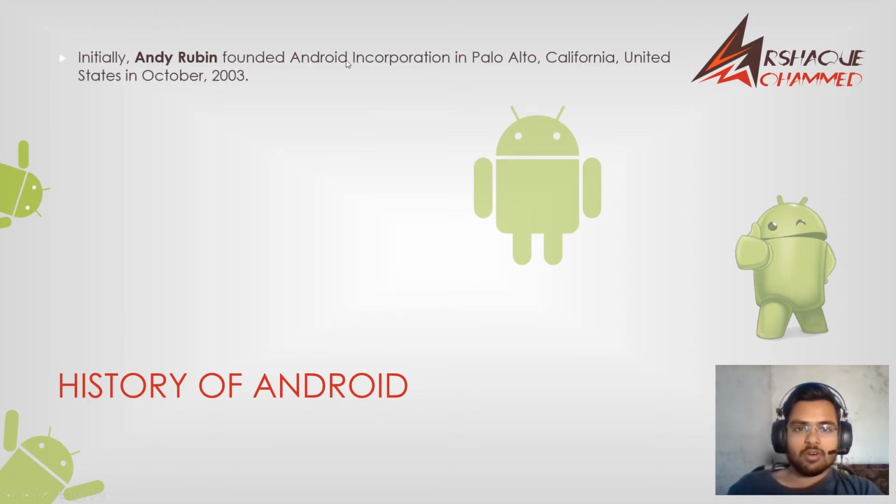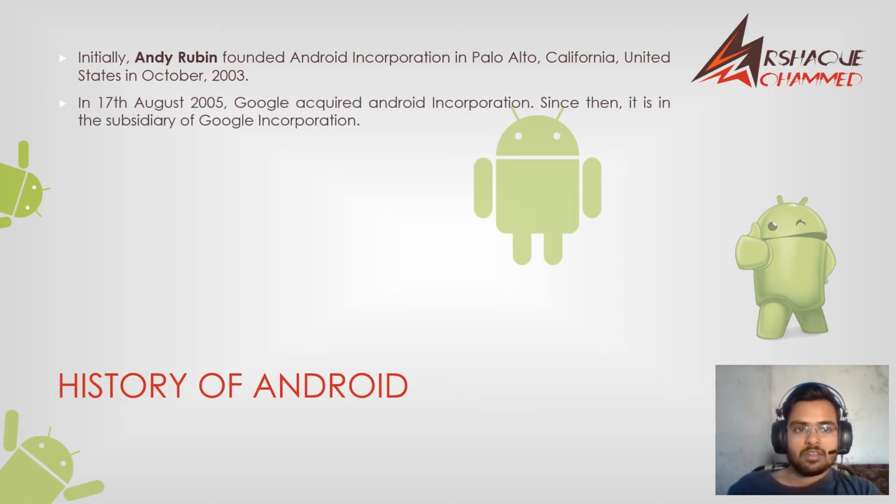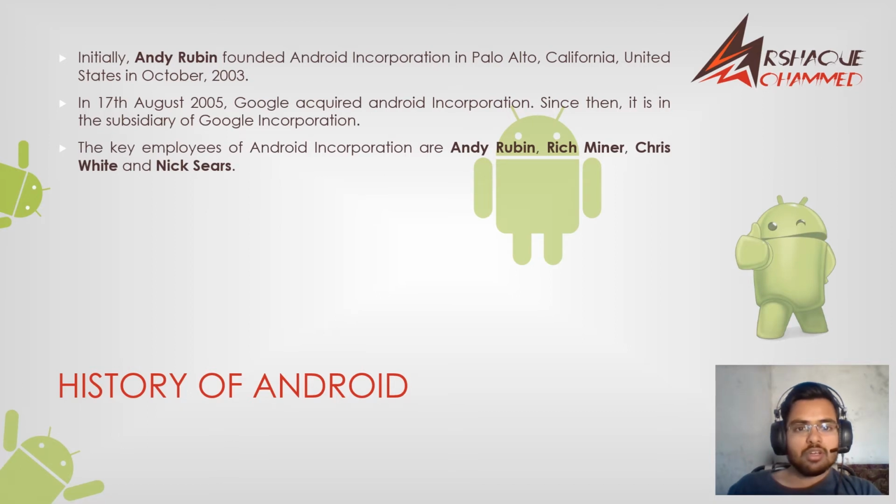History of Android. Initially, Andy Rubin founded the Android platform. He modified the kernel OS in 2003. It was a basic Android platform. Then in 2005, Google acquired Android Incorporation. Since then, it has been a subsidiary of Google Incorporation. The key employees of Android Incorporation are Andrew Rubin, the main founder, Rich Miner, Chris White, and Nick Sears.